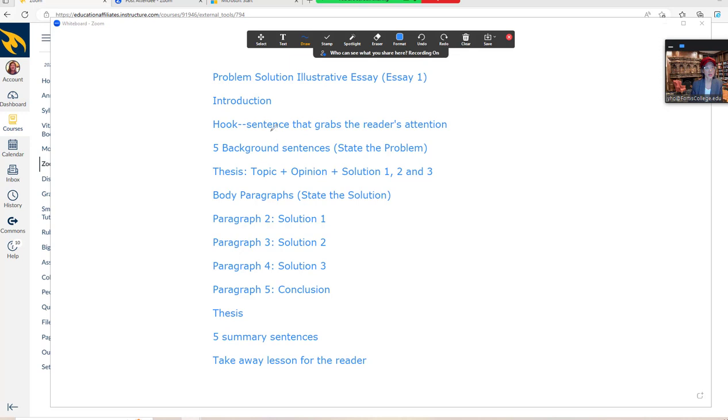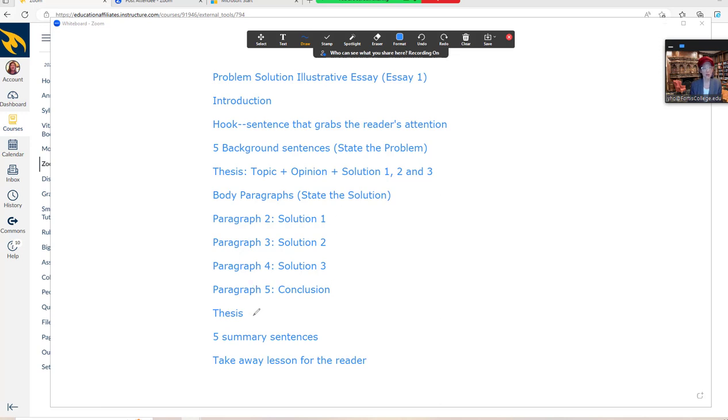The hook is the first sentence of the introduction, and it's the sentence that grabs the reader's attention. Then you have 5 background sentences, and in the 5 background sentences, that's where you state the problem. Then you have your thesis statement. Your thesis statement is always the last sentence of the first paragraph, and it's the main idea of your entire essay. Your thesis statement summarizes everything that's going to be in your body paragraphs.